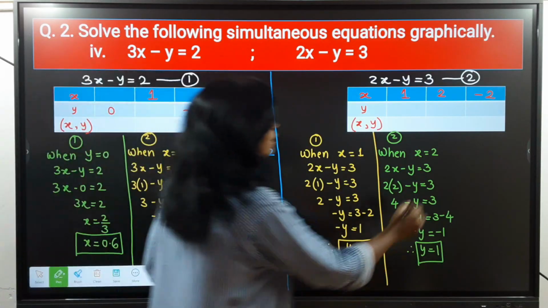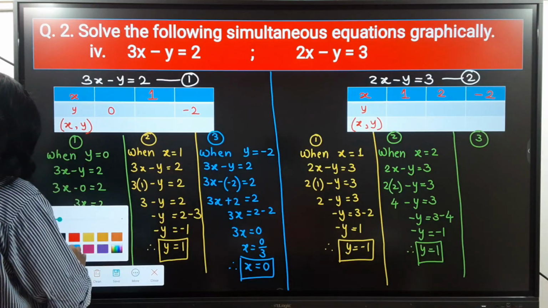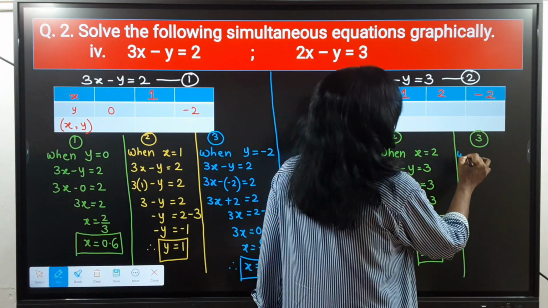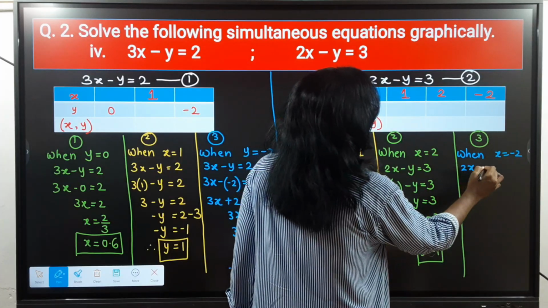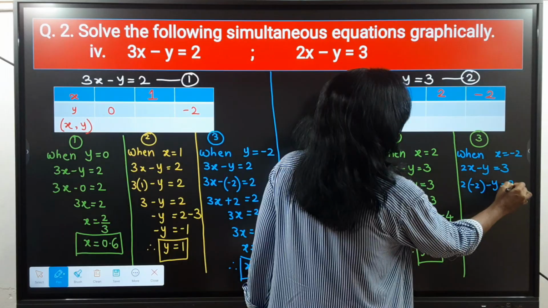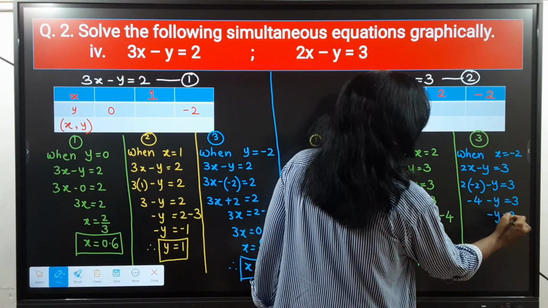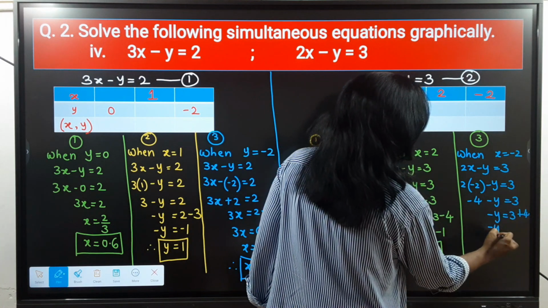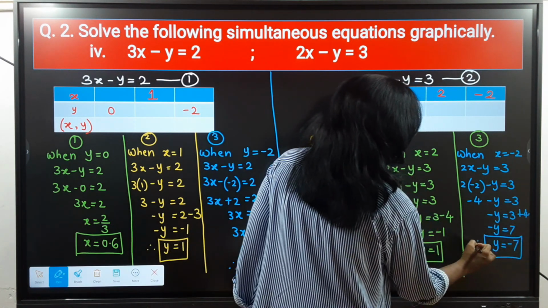Then for the third consider value, students, say that when x is equal to minus 2, 2x minus y is equal to 3. So 2 multiply minus 2 minus y is equal to 3. So minus 4 minus y is equal to 3. So minus y is equal to 3 plus 4. So minus y is equal to 7. So y is equal to minus 7. Therefore y is equal to minus 7.